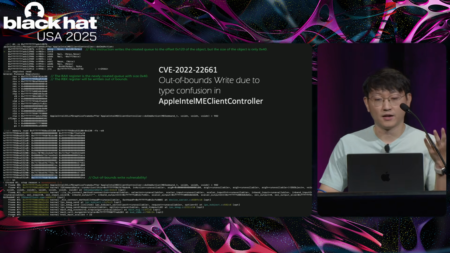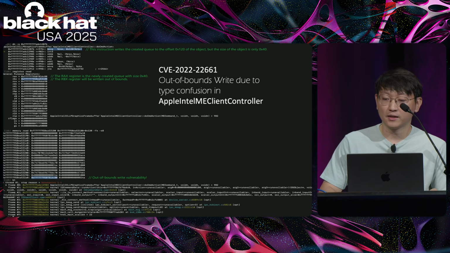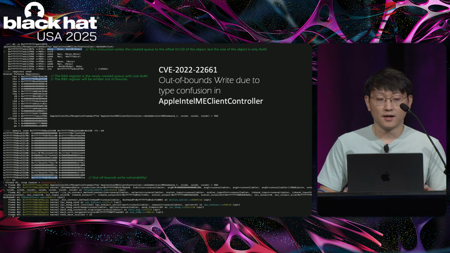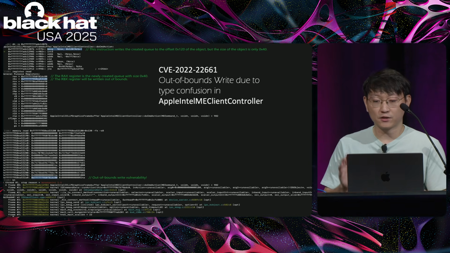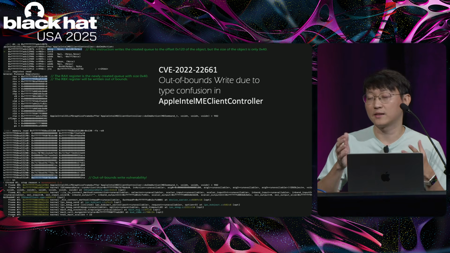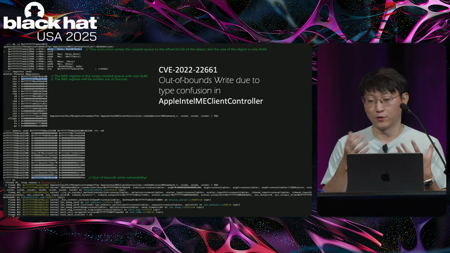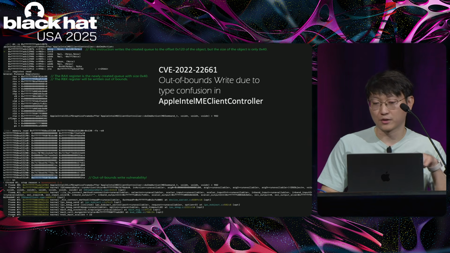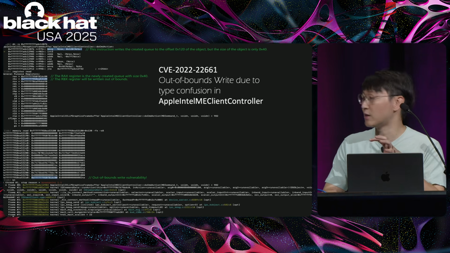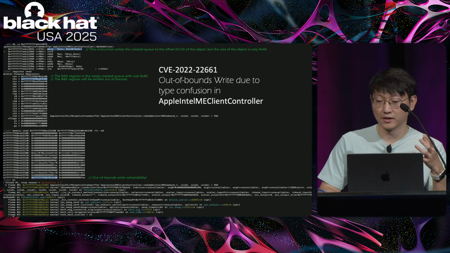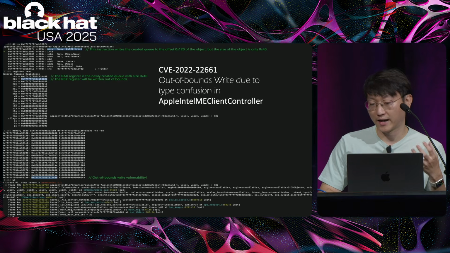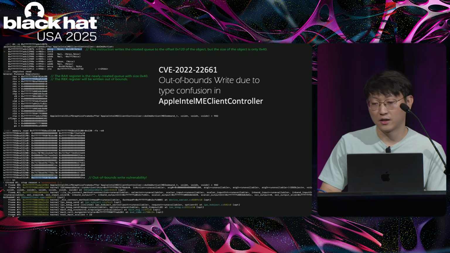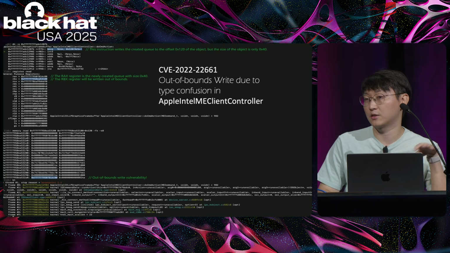Here's another type confusion bug in the Apple Intel ME client controller module. Under normal conditions, these functions would allocate an object of size 40 in hex. However, there's a vulnerable branch that incorrectly treats these objects as a larger structure, which leads to out-of-bound memory access. The screenshot here shows where the out-of-bound access occurs and its code stack.